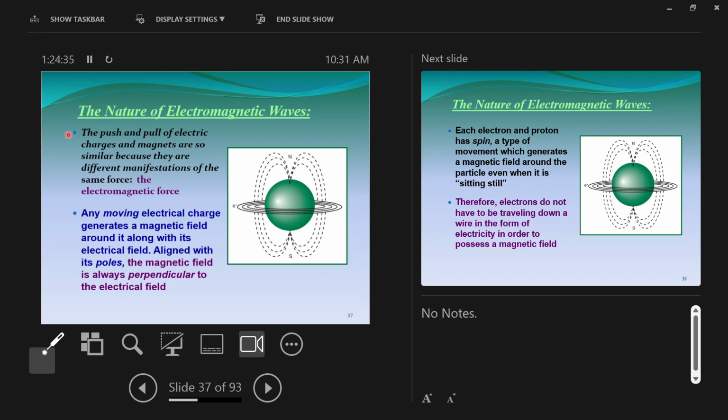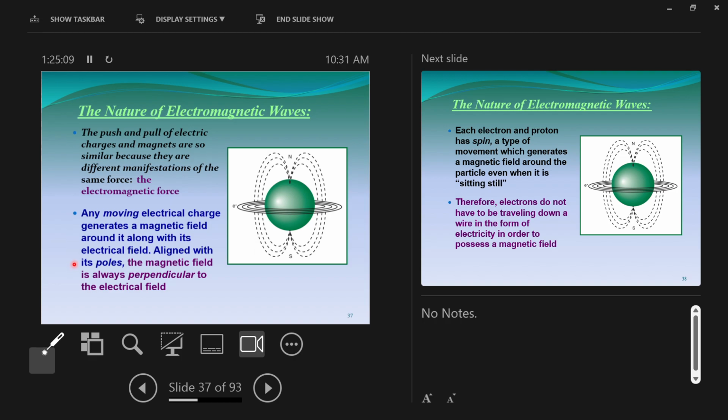Things like the push and pull of electric charges and the push and pull of magnets are so similar because they're the same thing. They are the electromagnetic force. So when you put a refrigerator magnet up against your fridge and it pushes or pulls away from the fridge, that's the electromagnetic force pushing or pulling away from or toward you. Any moving electric charge generates a magnetic field, along with its already existing electric field.